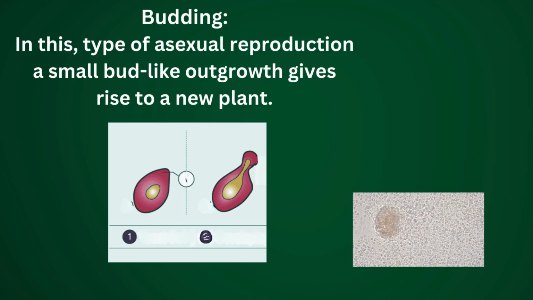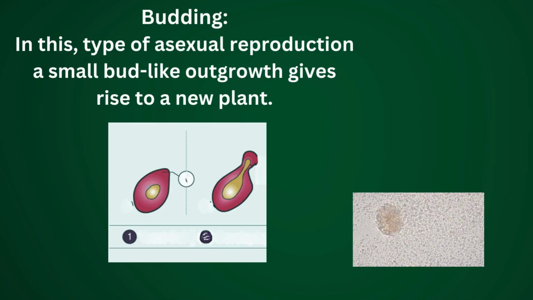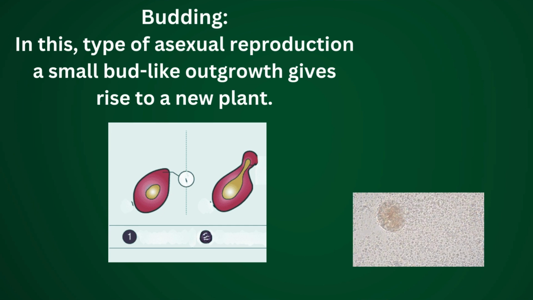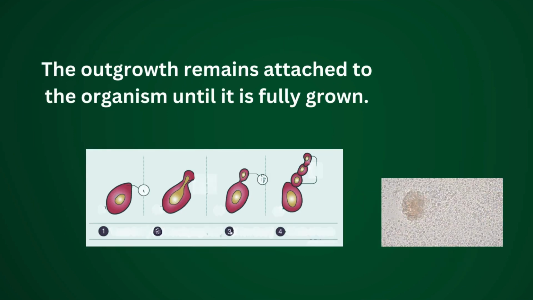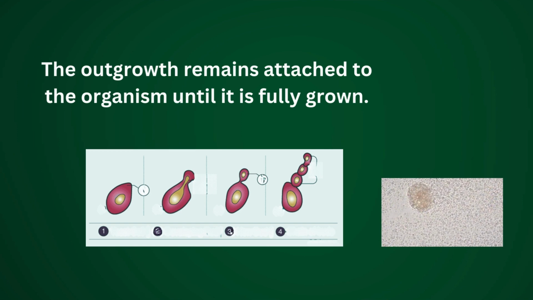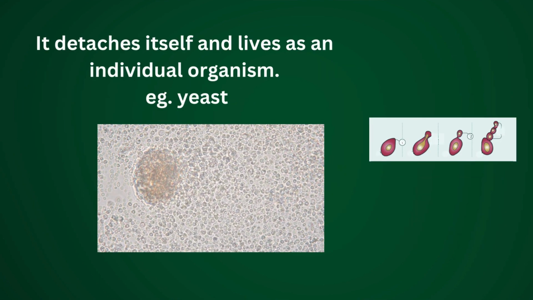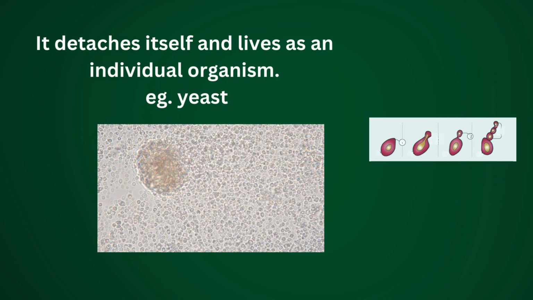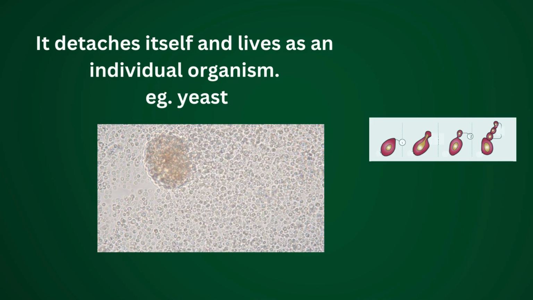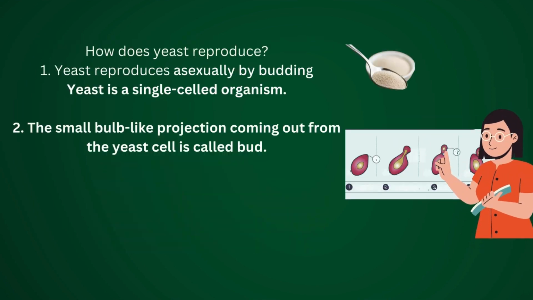Budding. In this type of reproduction, a small bud-like outgrowth gives rise to a new plant. The outgrowth remains attached to the organism until it is fully grown. It detaches itself and lives as an individual organism. Example: yeast. We now see how yeast reproduces.